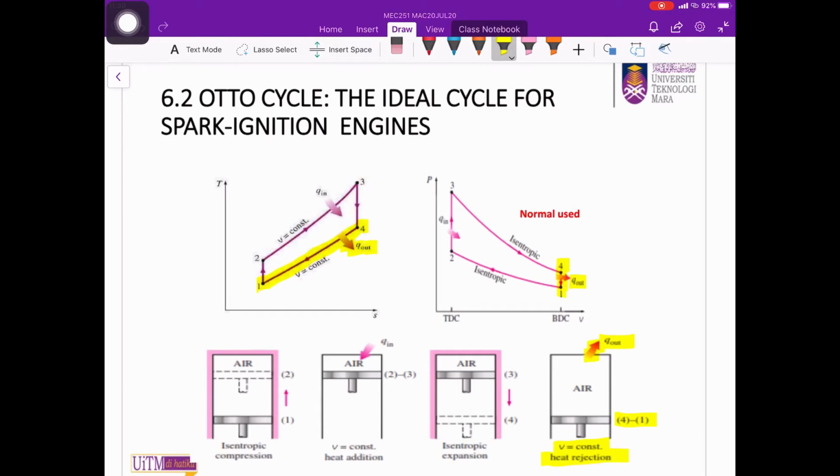Once the exhaust valve is open, it is assumed to be constant volume heat rejection. During this process, the temperature and pressure will return to the original state. The process will be repeated as a cycle. Note that this cycle only involves heat transfer coming in and going out of our system. There is no work involved in the heat addition and rejection processes of the Otto cycle and other internal combustion engine cycles.